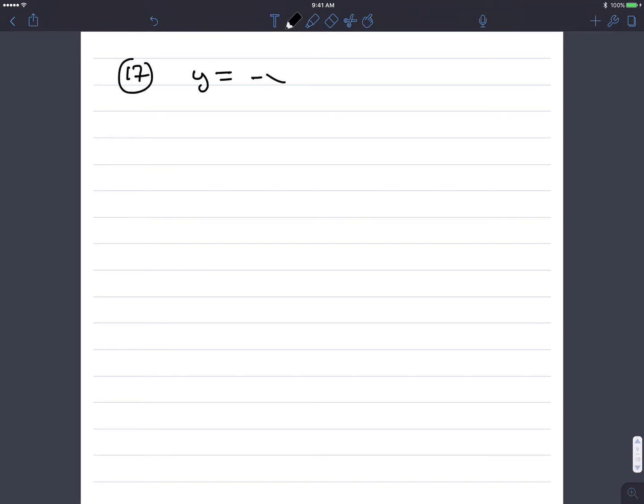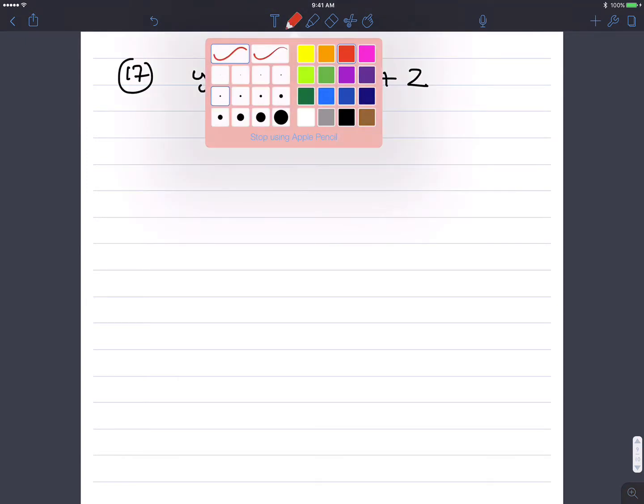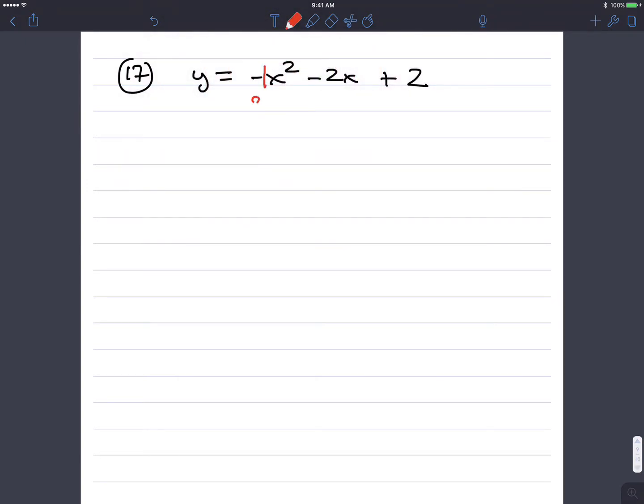y is negative x squared minus 2x plus 2. And we're going to use the same strategy because in this case, we have negative 1. That's our a value. So we're going to divide both sides by that negative 1.